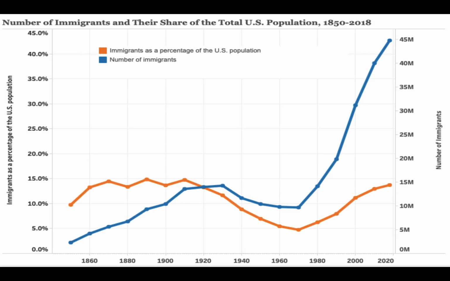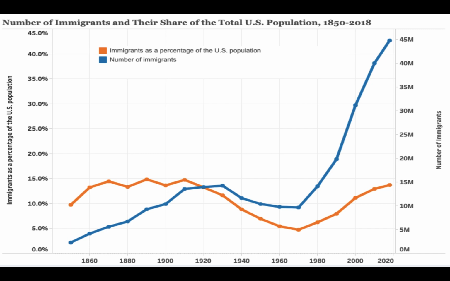And so this map is kind of a helpful chart to understand just how many immigrants are coming to this country. So the orange line here is the immigrants as a percentage of the U.S. population. All right, and the blue line is just in total numbers the amount of immigrants who are in the country at any given moment.